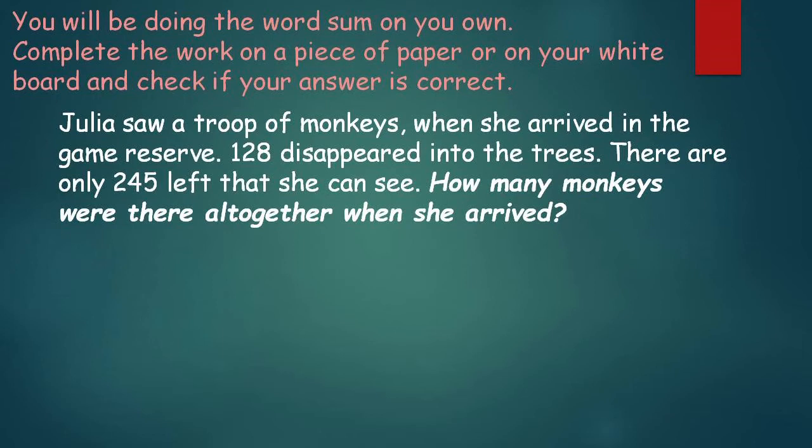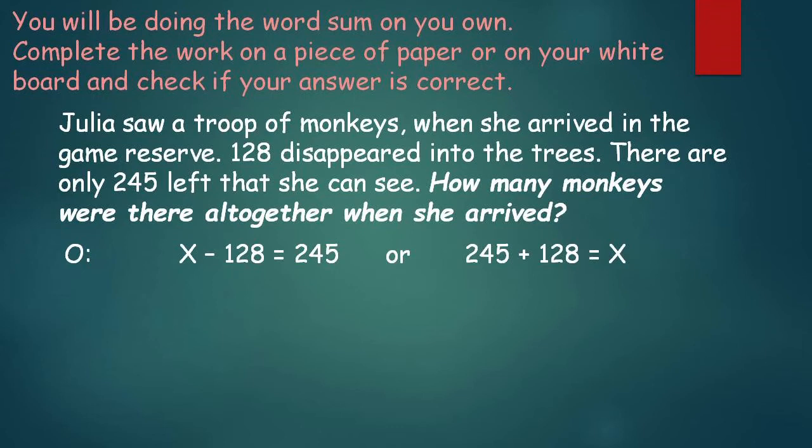So, Julia arrived and she saw the monkeys. A troop of monkeys is a group of monkeys. Okay? We don't know how many she saw when she arrived. She just saw a whole lot. Then she's seen that 128 of them disappeared. In other words, they went away. They moved into the trees. They were gone. And now she can only see 245 in front of her. So how would we work out what she saw all together when she first arrived?